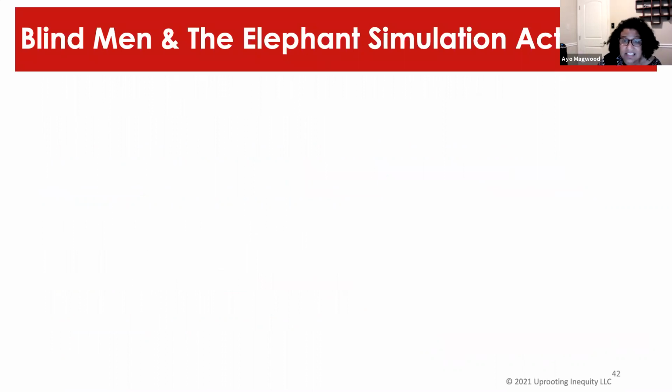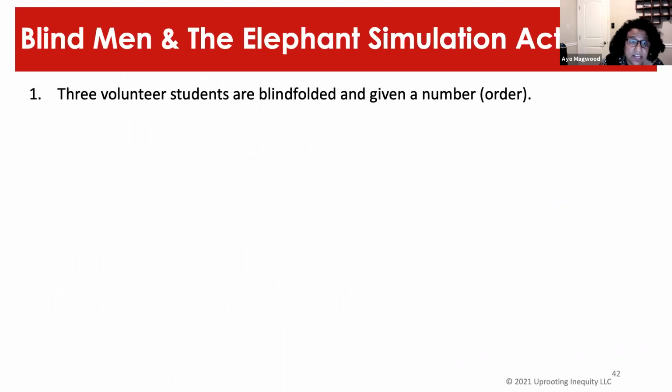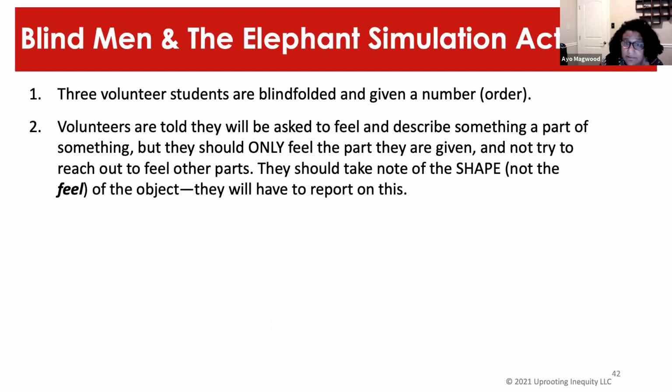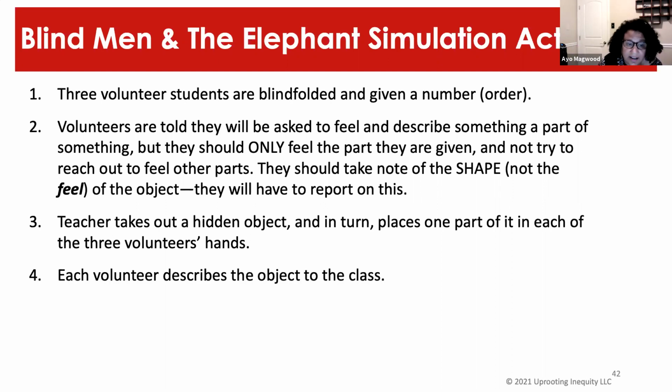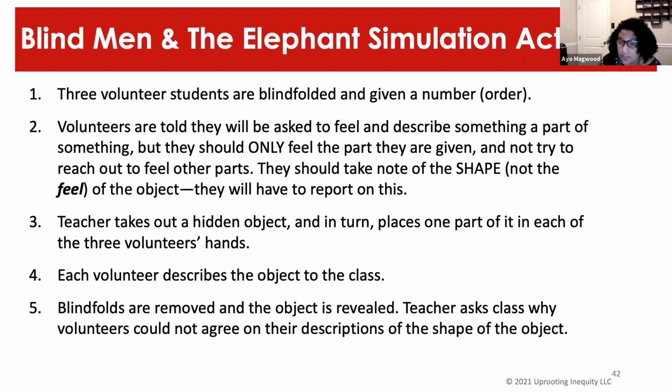So I would actually simulate this on the very first day. Every single year, the very first day, I would simulate this. I would get three volunteer students, blindfold them, and then I found this old bear sculpture in the art room, and I put a part of that bear sculpture into their hands, and they had to describe the shape, just like the elephant. And then, of course, they disagreed.